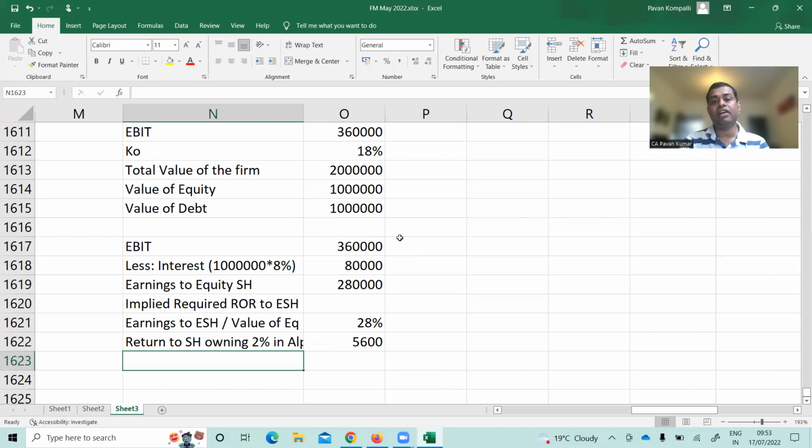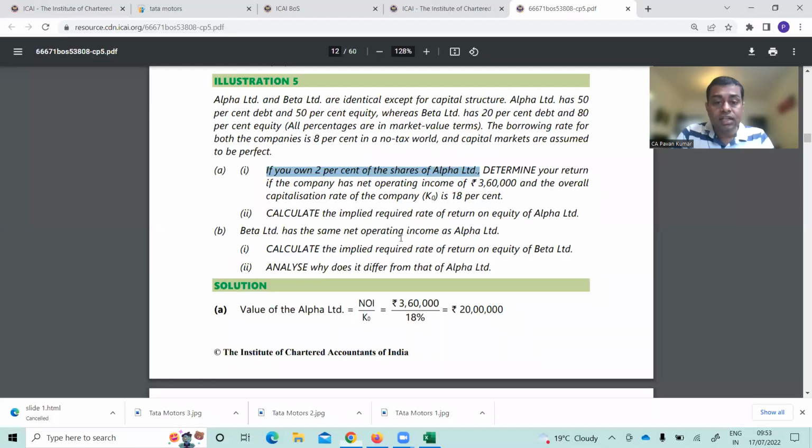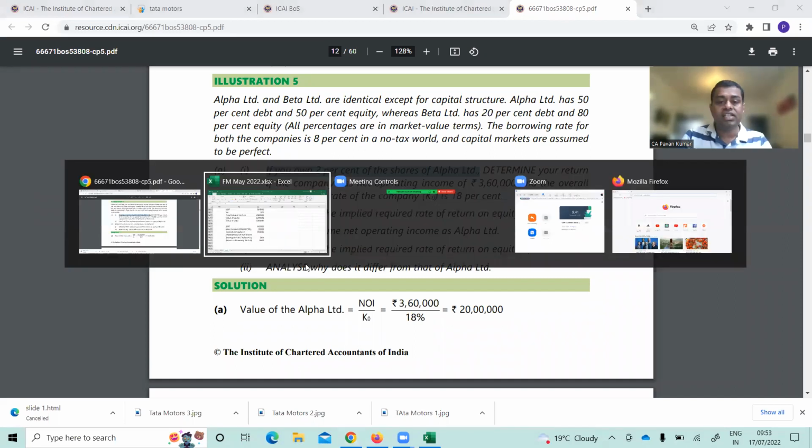Okay. So this is the situation. This is the answer for A, Alpha Limited. Now come to Beta Limited. Beta Limited has the same net operating income as Alpha Limited. Very good. Calculate the implied required rate of return of equity of Beta Limited. Analyze why this is different.